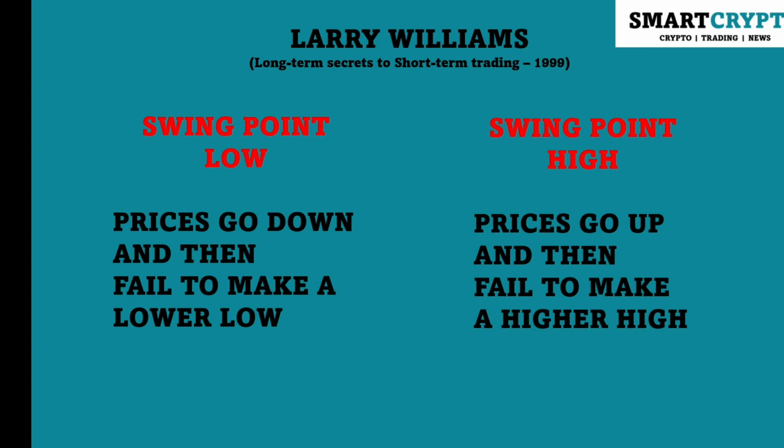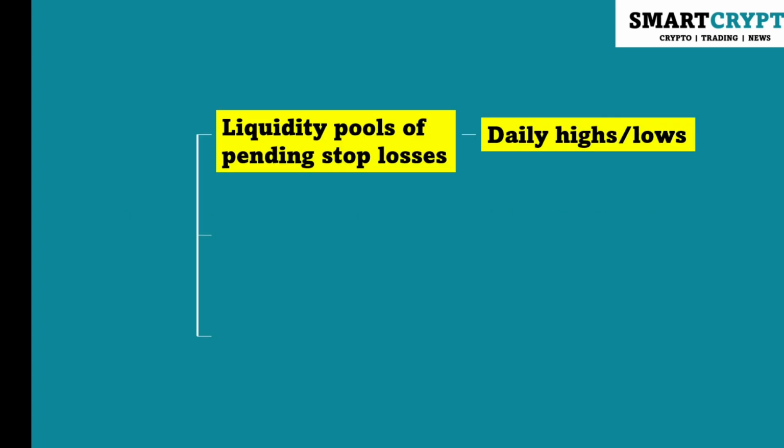Building further on this concept, we can also define nested swing points. The stronger the swing point, the more likely that it will be used by traders as a benchmark level for allocating their stop losses. Strong swing point levels are daily highs or lows. Above and below the daily high or low, there is a very high probability of finding stop losses.